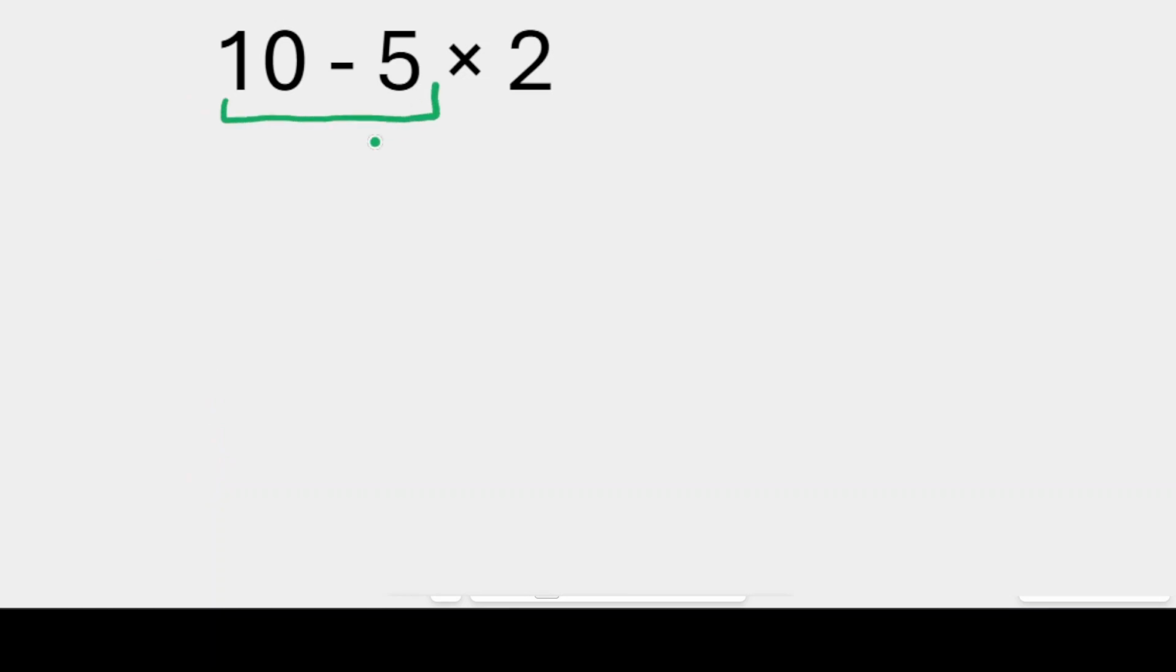10 minus 5, we will get 5. 5 into 2 is equal to 10. This answer is completely wrong because we did not follow the order of operations called PEMDAS.